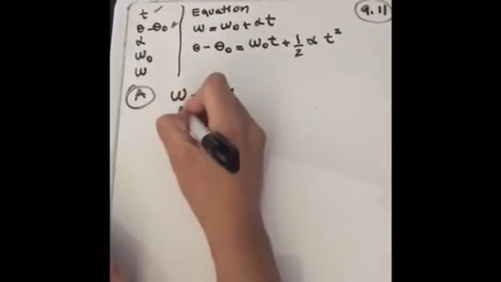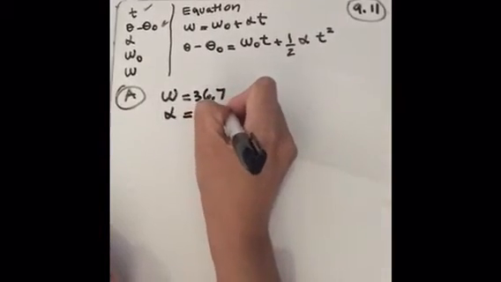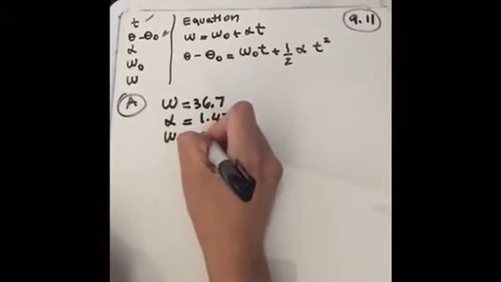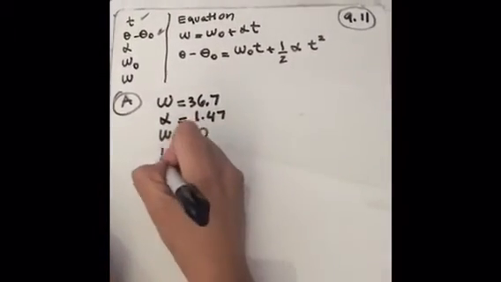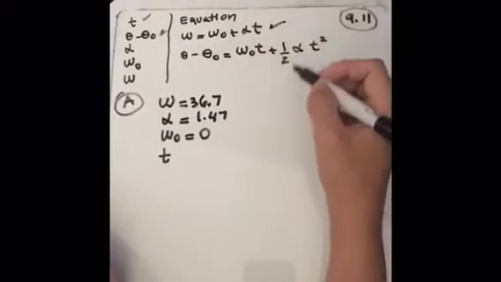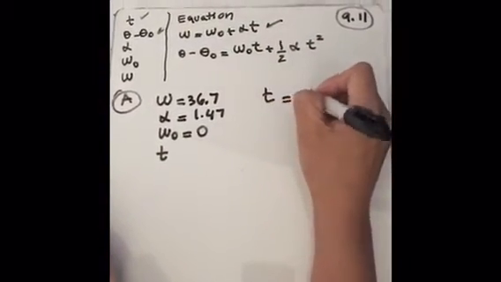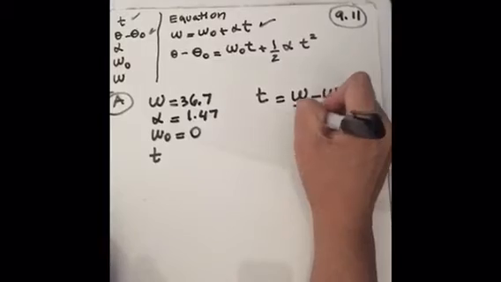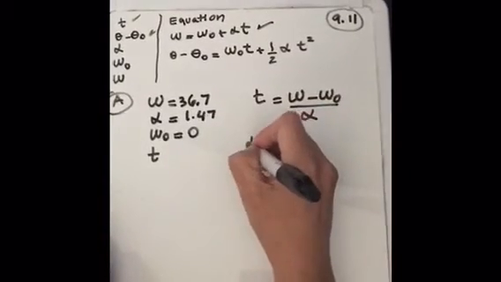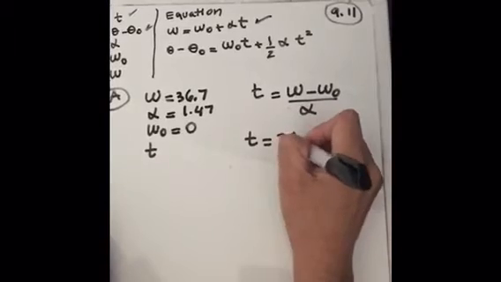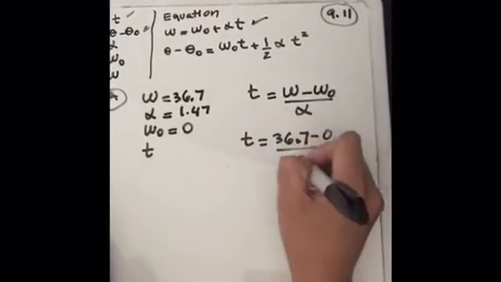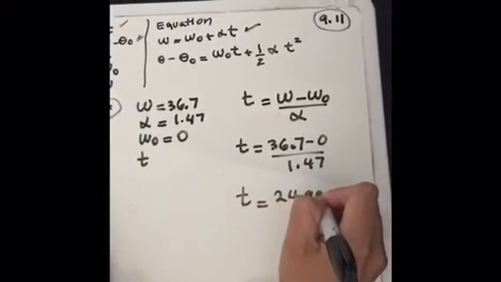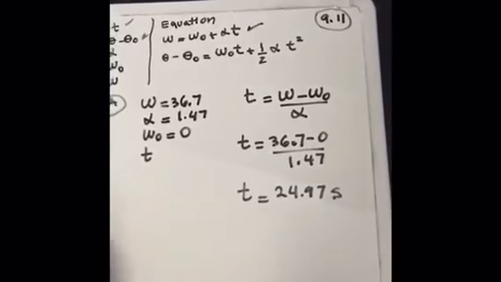What else do we know? We know constant acceleration is 1.47. We know that it started at rest, meaning that initial angular velocity is equal to 0. Our target is to find time. Using this equation, we can solve for time. Time is going to be equal to angular velocity final minus angular velocity initial over angular acceleration. And we have this is going to be equal to 36.7 minus 0 over 1.47, which gives us the time equals 24.97 seconds. And this is for the first part.